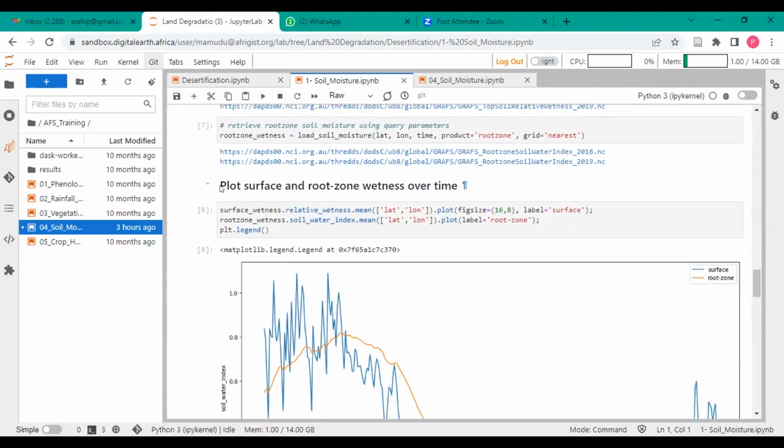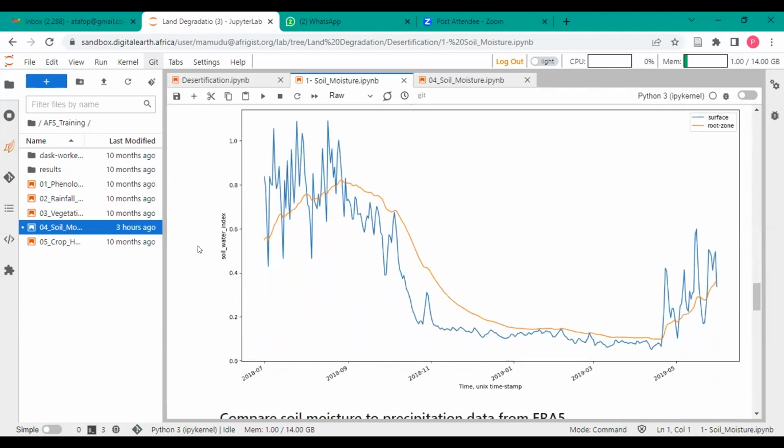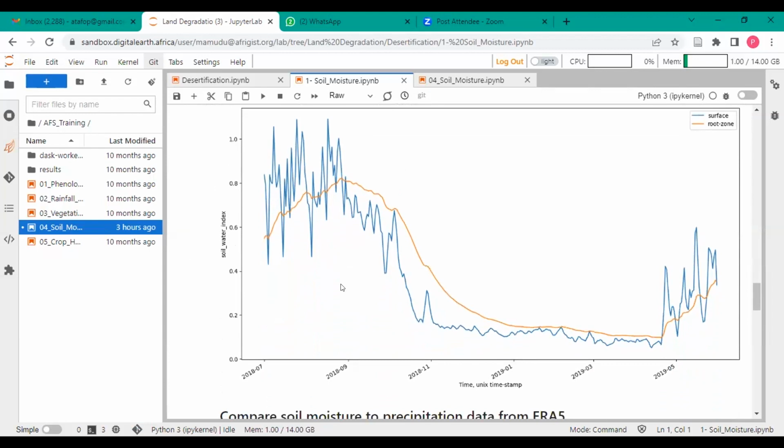And so in the next step, we are plotting the surface moisture and root zone moisture over our 1 year period to see what the trend in moisture is. And that is given here. Now, if we look at this graph, we can clearly see the periods when we had the highest moisture periods and when we had the lowest moisture and when it eventually started to increase.